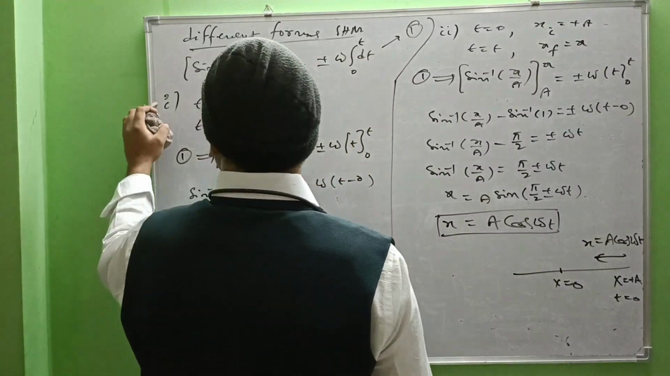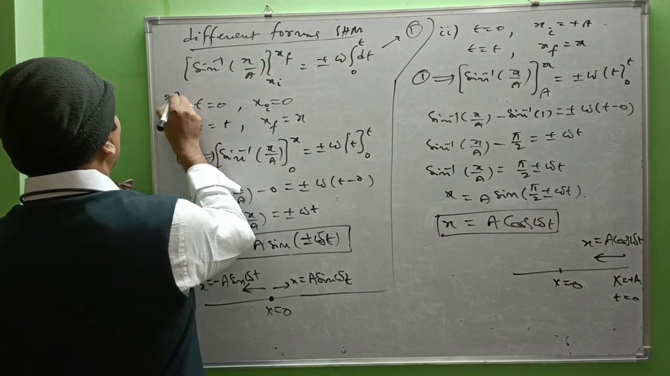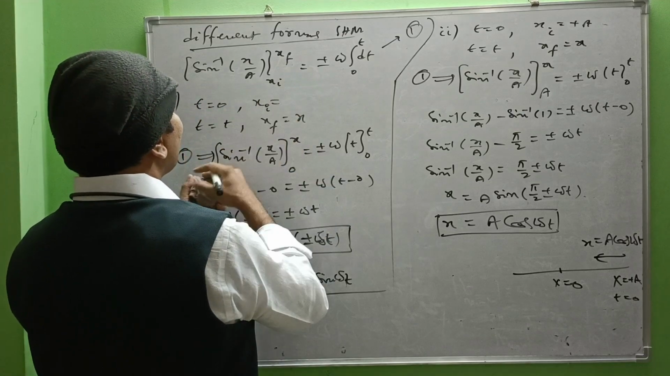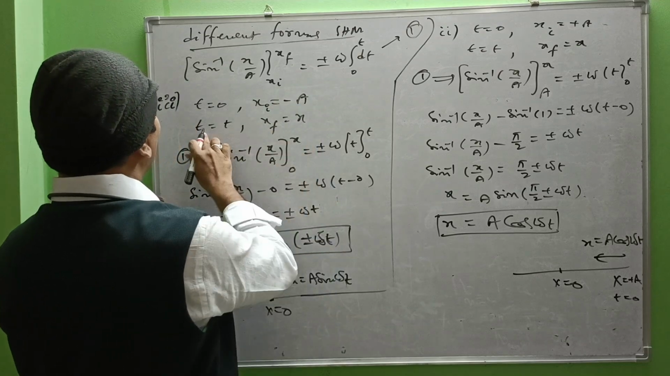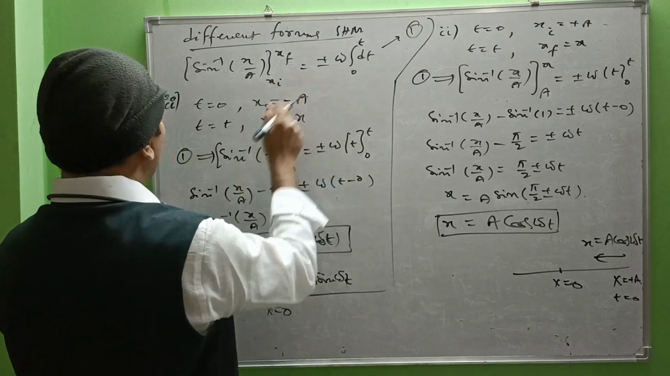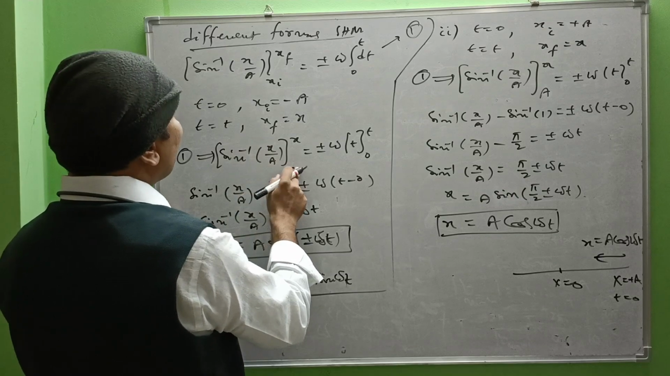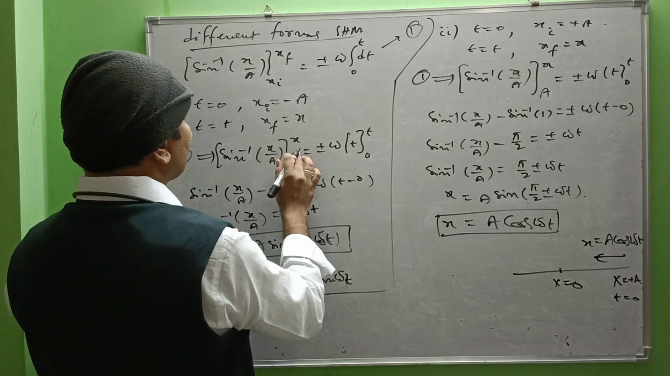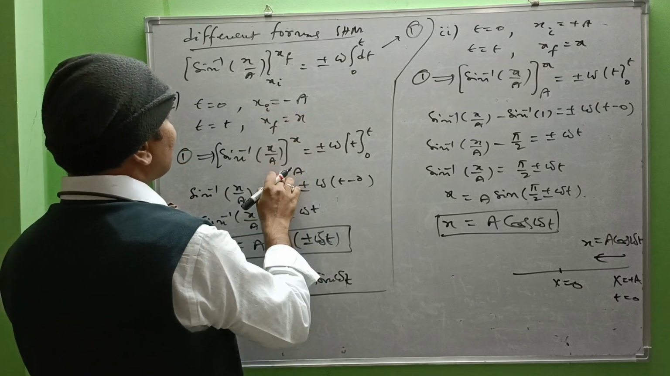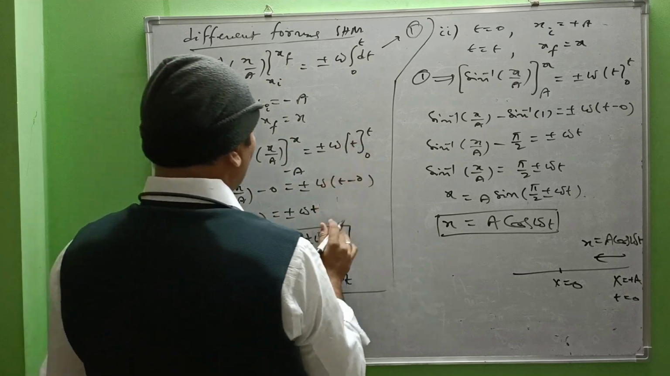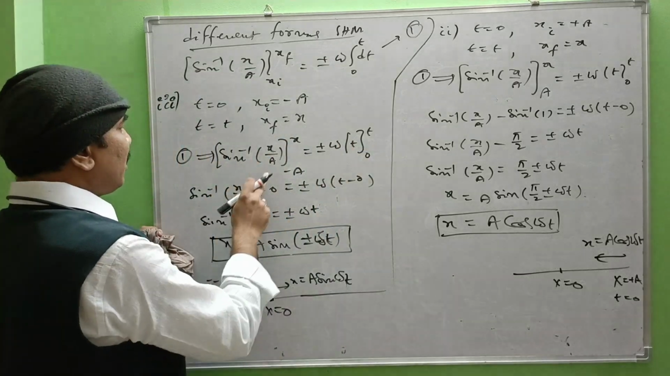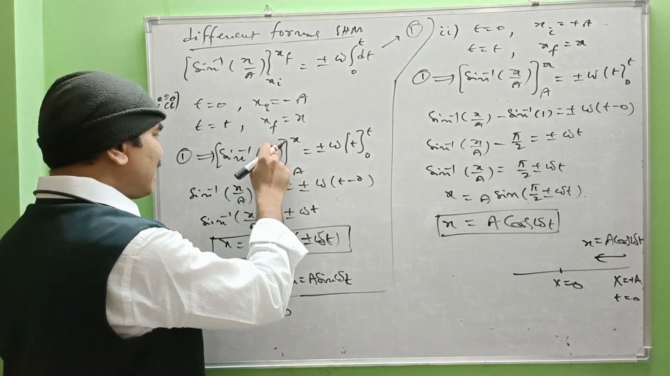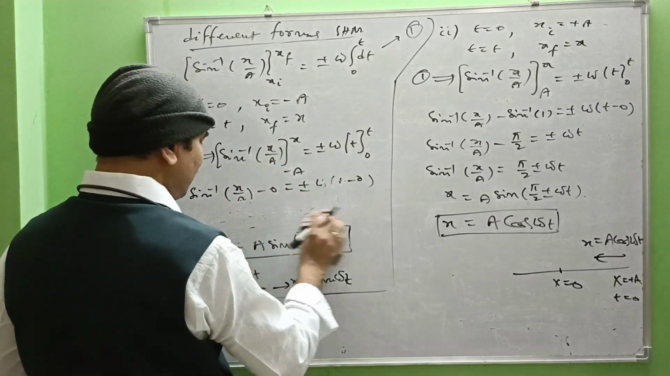Question number 3, or point number 3: when t = 0, xi = −a, and at t, xf = x. Now sin inverse (x/a), limits −a to xf, x. See, xi means −a, xf means x. That is sin inverse (x/a) minus sin inverse (−a/a).